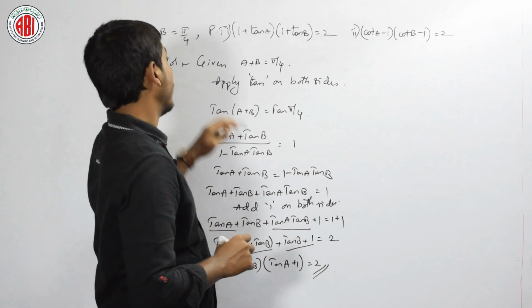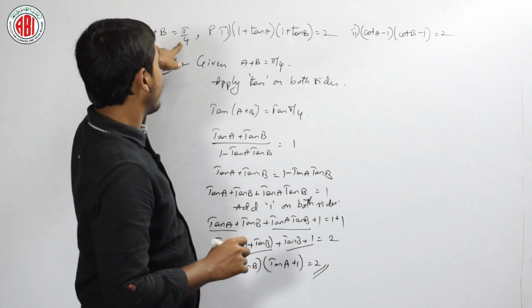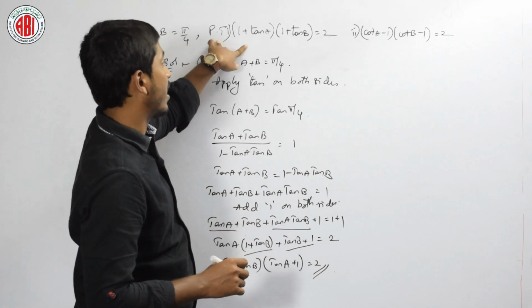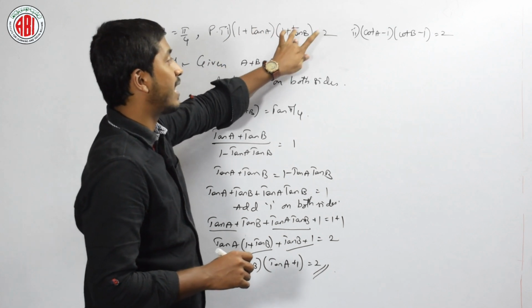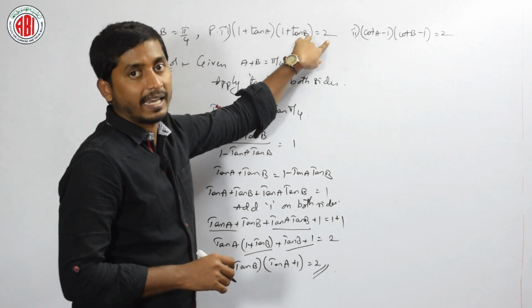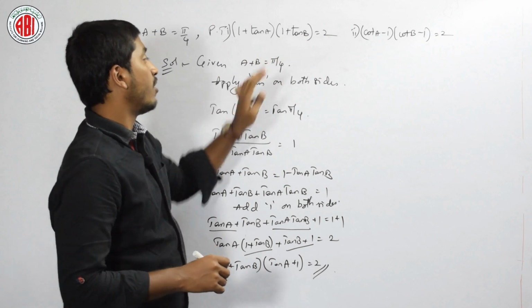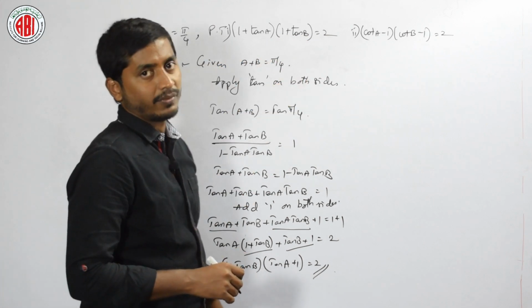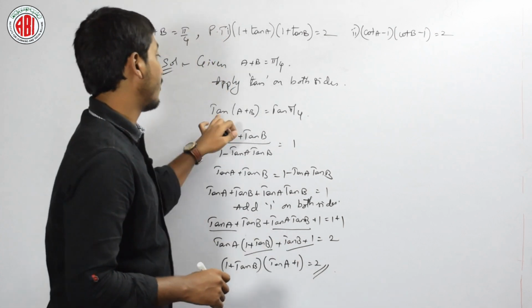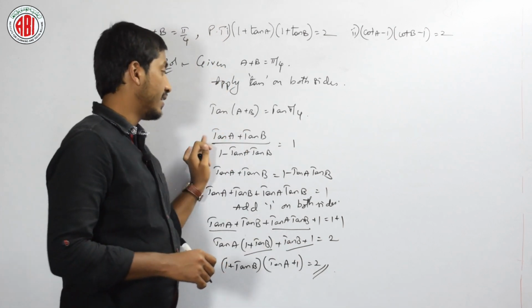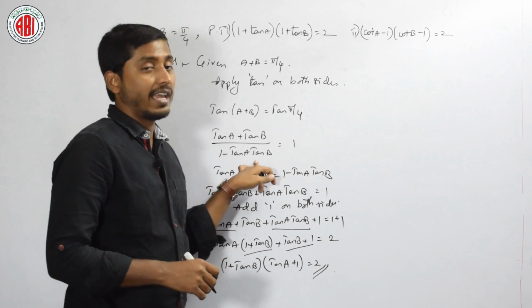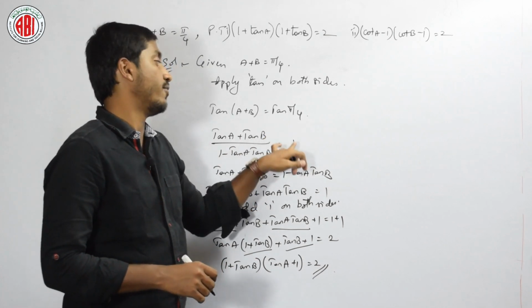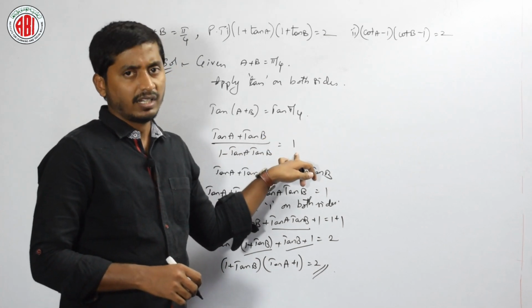Once again let me tell you, they gave a plus b is equal to pi by 4 and they are asking us to prove that (1 plus tan a) into (1 plus tan b) equal to 2. We know that a plus b equal to pi by 4. Since everything is in terms of tan, let us apply tan on both sides. What is the formula of tan of a plus b? That is tan a plus tan b by 1 minus tan a tan b, equal to tan pi by 4, which is 1.